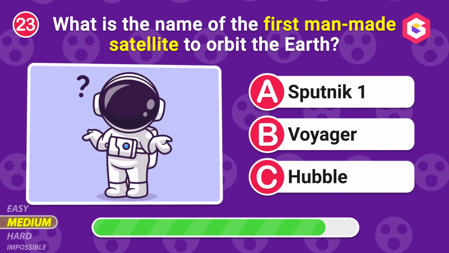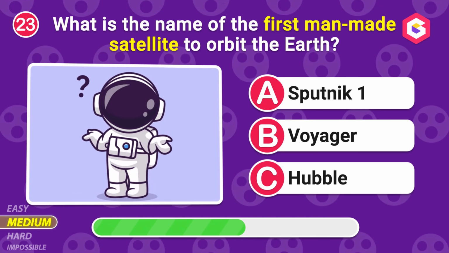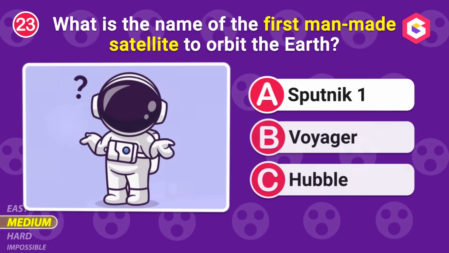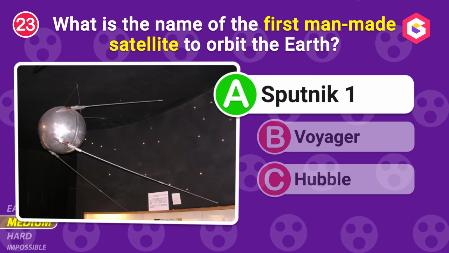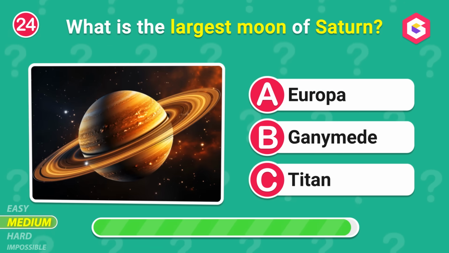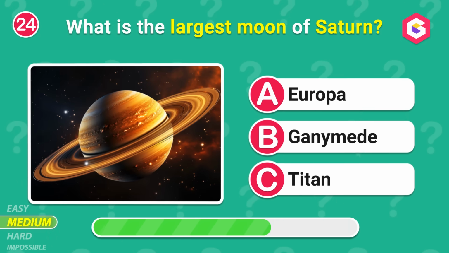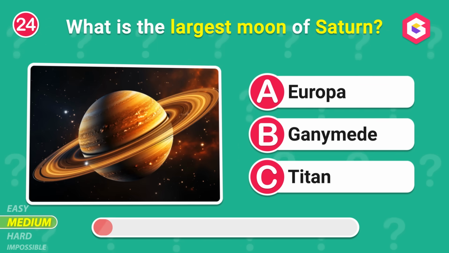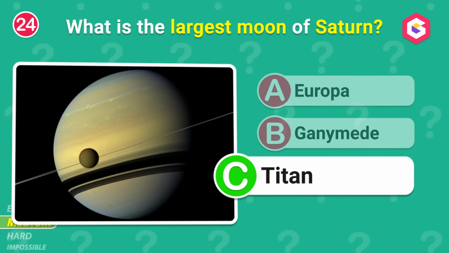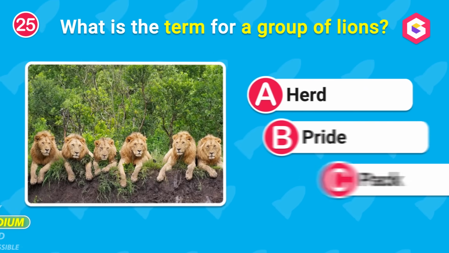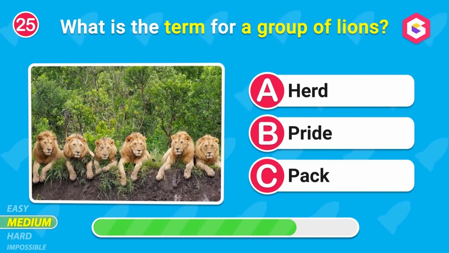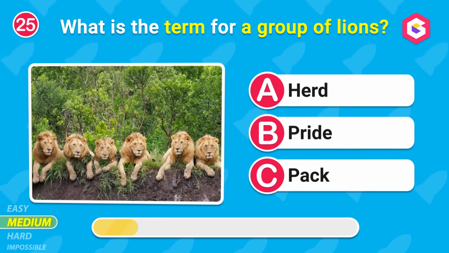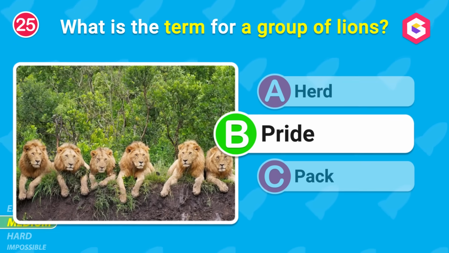What is the name of the first man-made satellite to orbit the Earth? Sputnik 1. What is the largest moon of Saturn? It's Titan. What is the term for a group of lions? Pride.